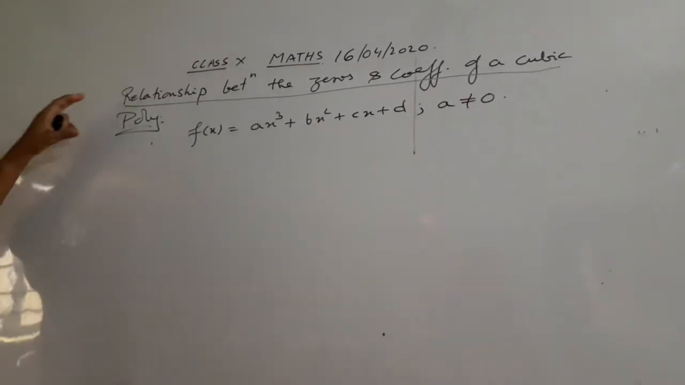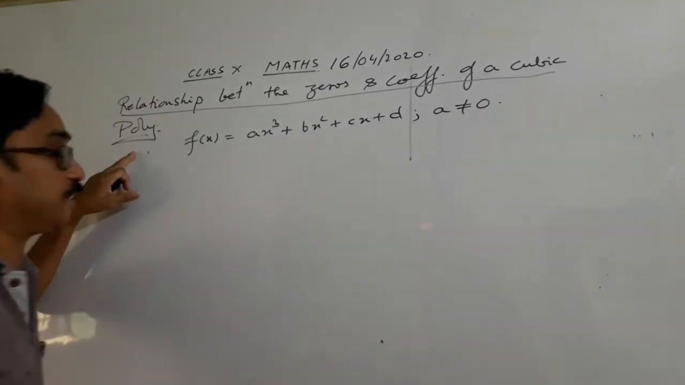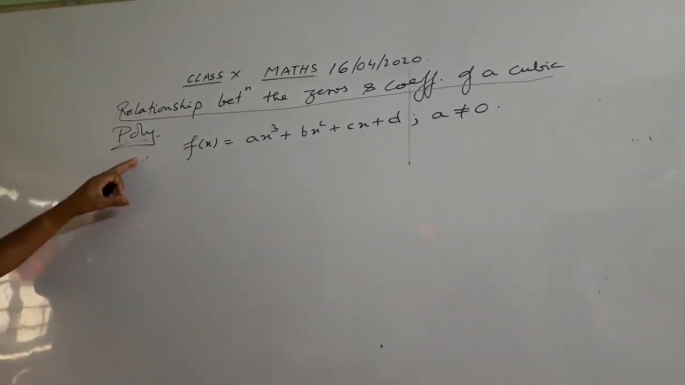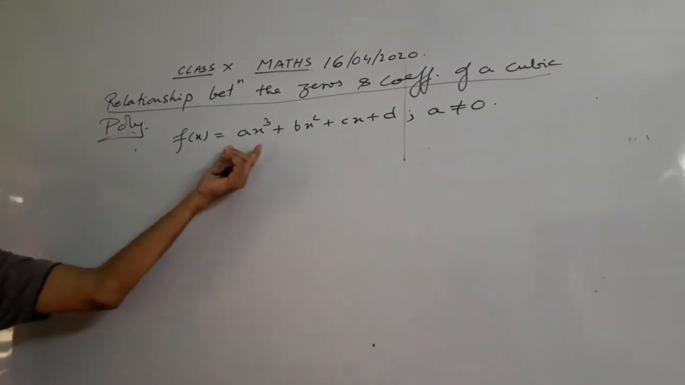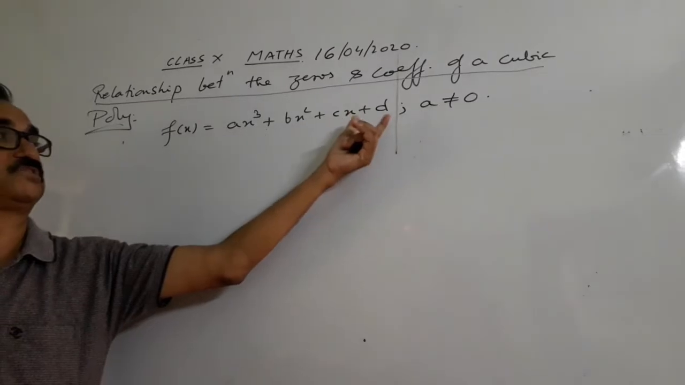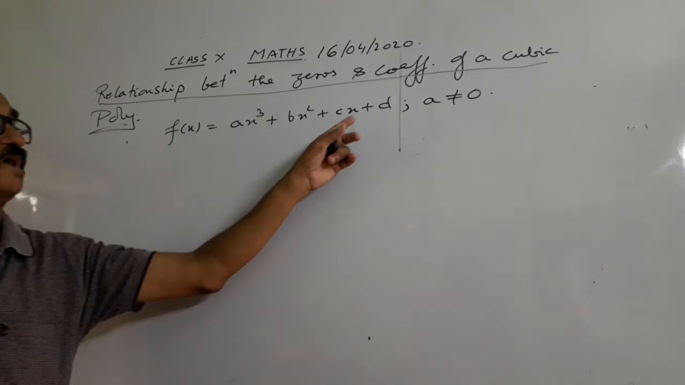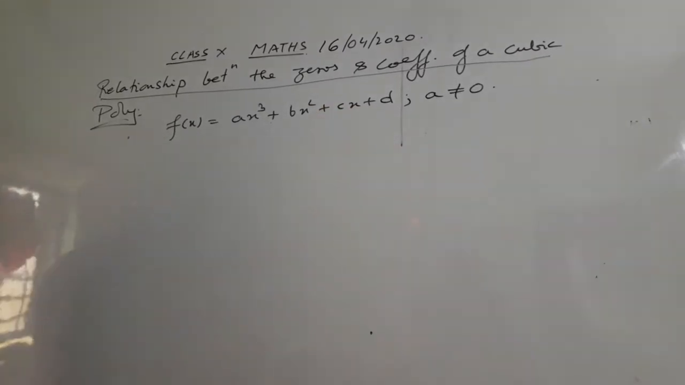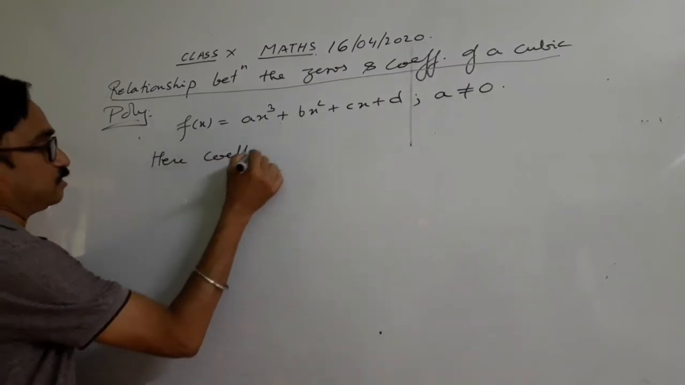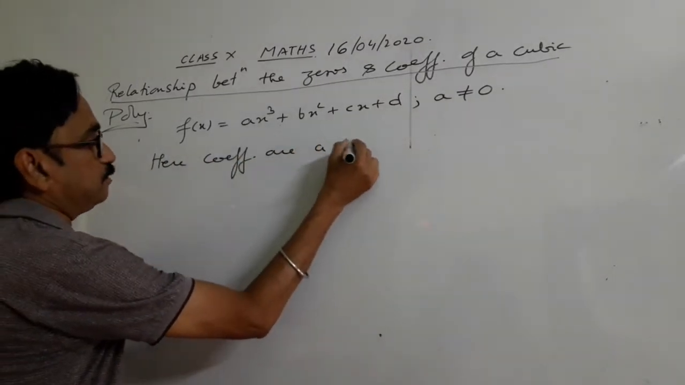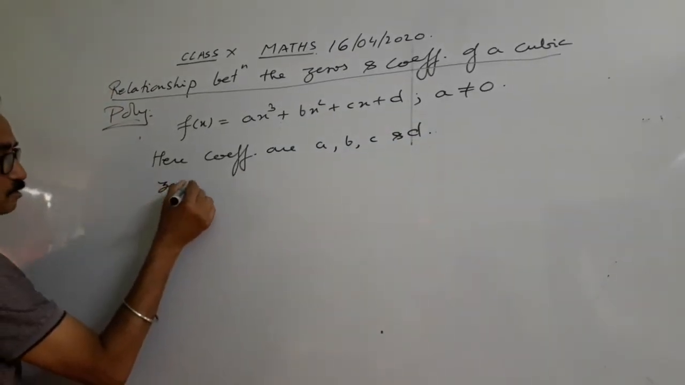Now we come to the next topic, the relationship between the zeros and the coefficients of a cubic polynomial. As in the previous class, we have studied the general form of the cubic polynomial, which is given by f of x equals ax cube plus bx square plus cx plus d. The value of a never equals 0, while b, c and d can be equal to 0. Here the coefficients are a, b, c and d, and the zeros.